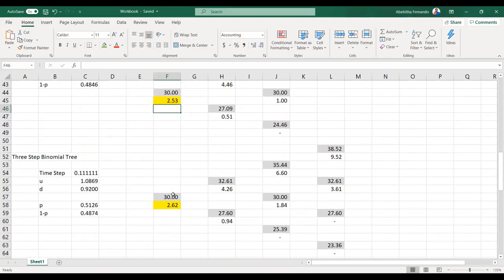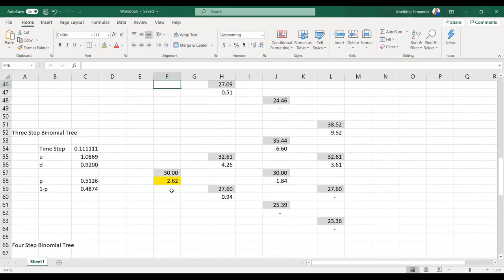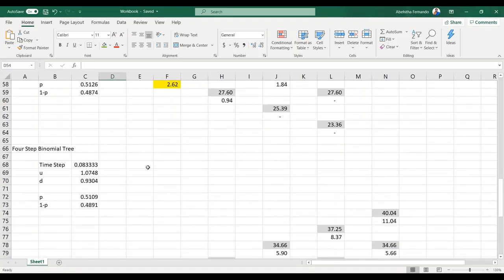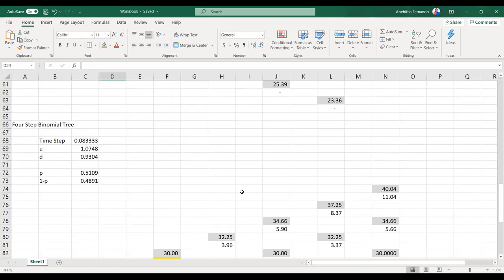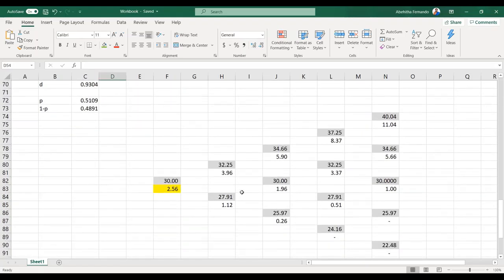And if you use a 3-step binomial tree, you can try it on your own, right? You will get 2.62. Under 3-step, the months won't be exactly divided. But if you take 4 steps, then the duration of 1 step is how much? In a 4-step binomial tree, how much would be the duration of 1 step?